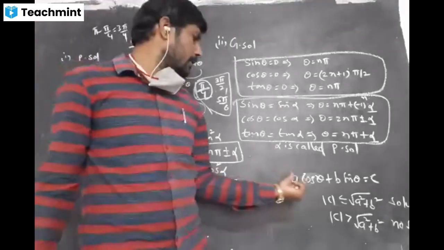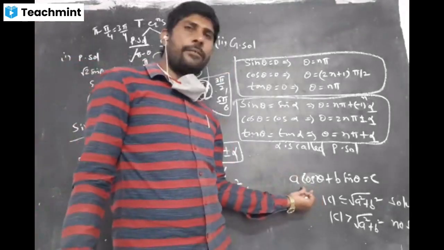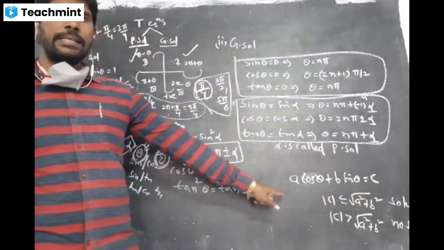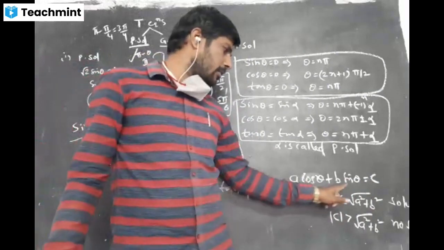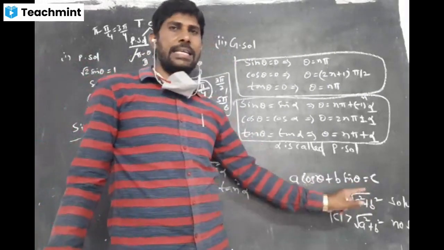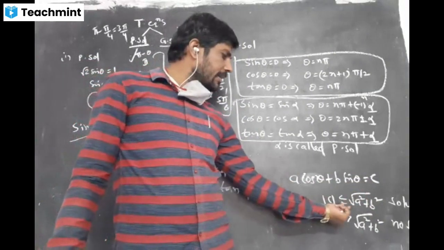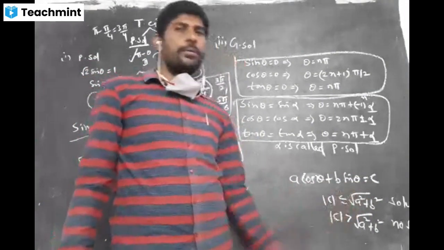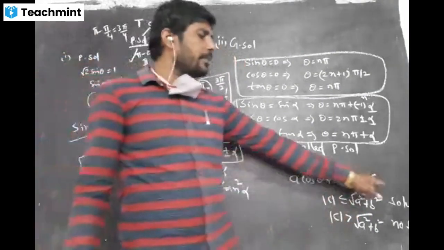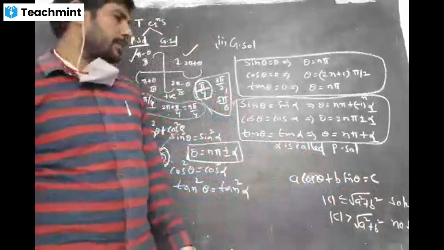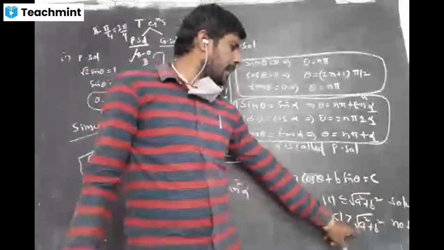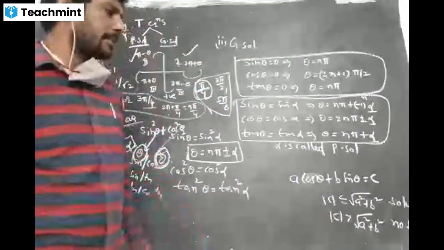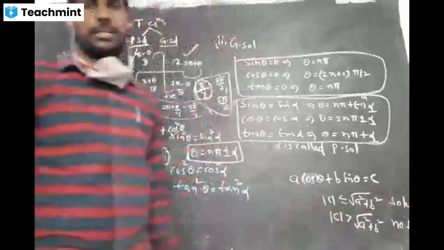One more trigonometric equation formula. Whenever an equation of this type is given, a cos theta plus b sin theta is equal to c, first suppose mod c is less than or equal to under root a square plus b square. In that case, we have a solution. Where mod c is greater than under root of a square plus b square, in that case there is no solution.